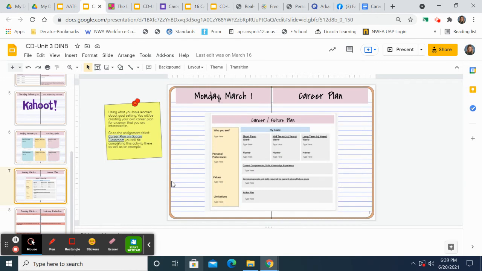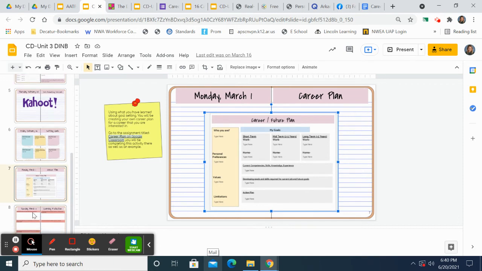Then I had students make a career plan. So I had this slide posted on Google Classroom individually outside of the digital interactive notebook. The reason I did that was because I didn't feel like I could give students enough space to list all of their plans within the digital interactive notebook format. So they just completed this outside of this, but there still was a slide so they knew what they should be doing on the day.